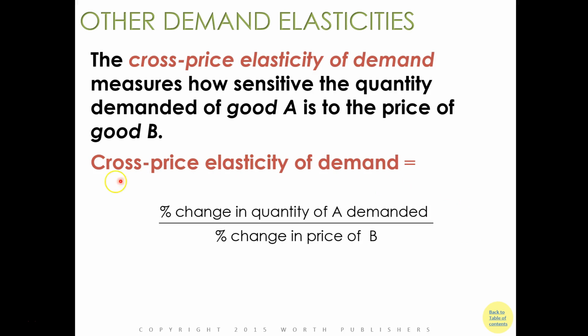I don't really care if you know the formula for this. It's basically the same as any kind of price elasticity of demand, but the difference is that they're looking at the percent change in the quantity of A demanded divided by the percent change in price of B, the other product that you're comparing to. So it measures how sensitive the quantity demanded of good A is to the price of good B. If something has a pretty close substitute, that can change the demand for the other good based off of its price.